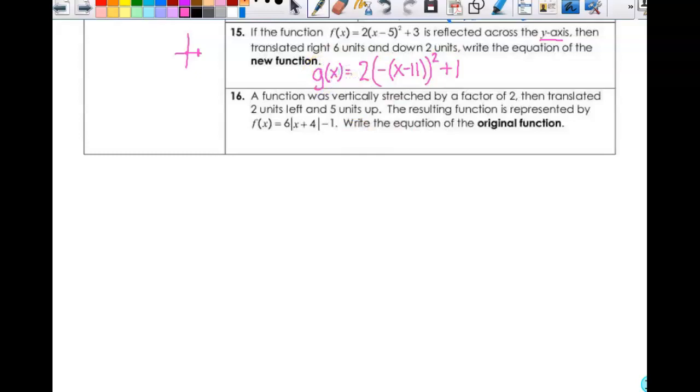So sometimes you might have to manipulate something that's already been manipulated, but it's the same concept. Okay. We good? What questions do you have? All righty. That's it then.